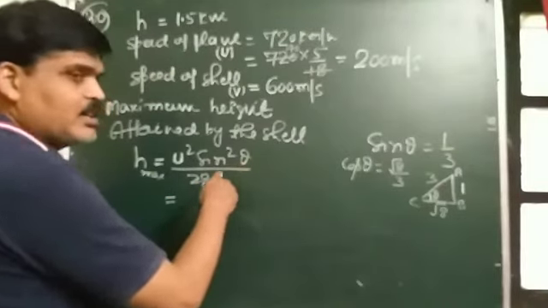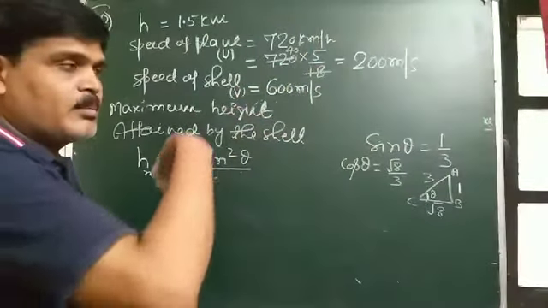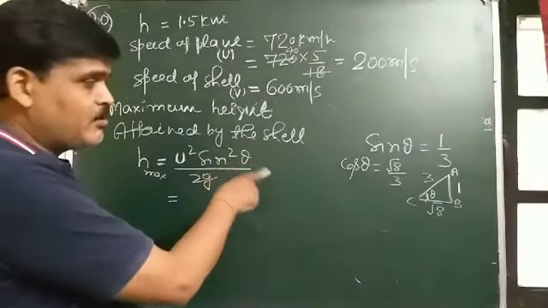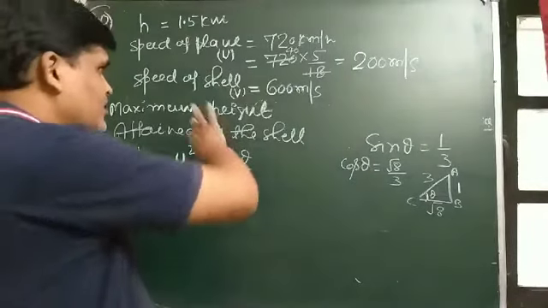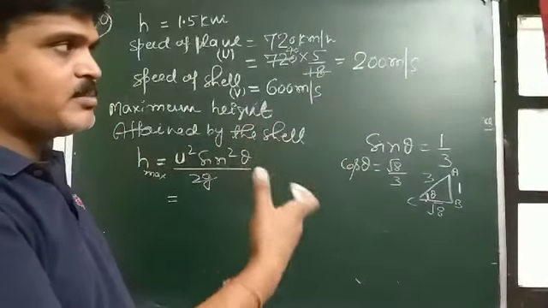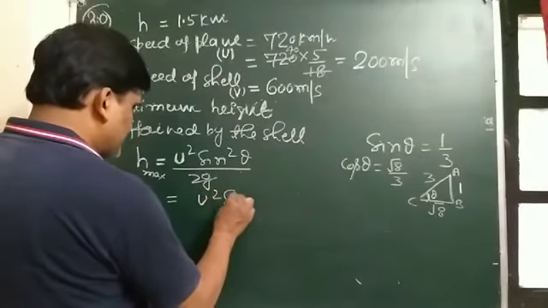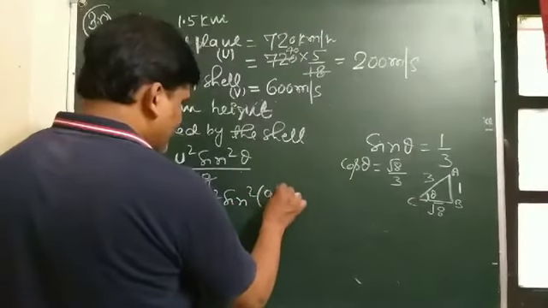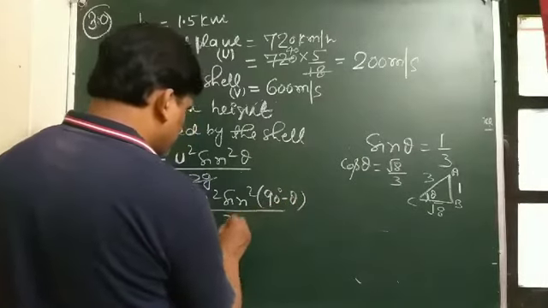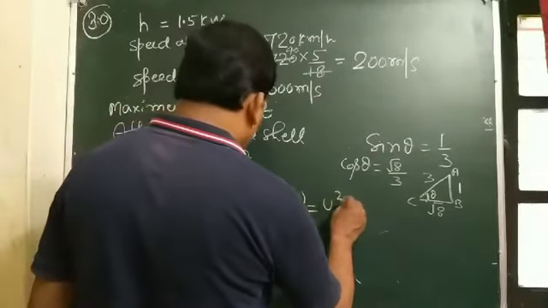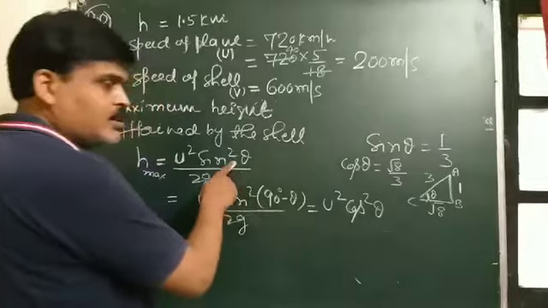But this formula is obtained when the projectile is thrown making angle theta with the horizontal. But here theta is the angle which the velocity of the shell makes with the vertical. So in this case we use u square sin square of 90 minus theta, and sin of 90 minus theta is cos theta. So this can be written as u square cos square theta.